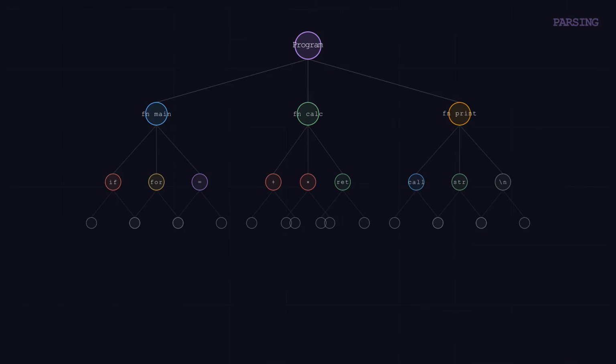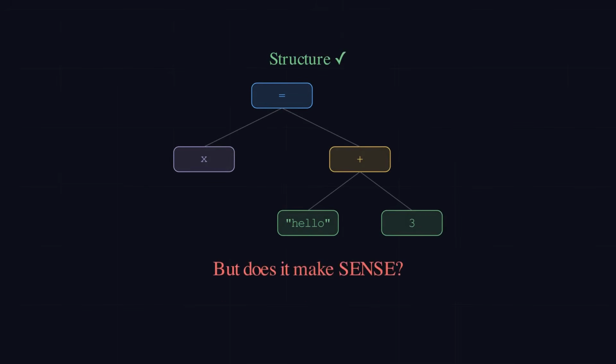Every program you've ever written becomes one of these trees. Your entire codebase, every function, every loop, every condition, is a tree of trees. The parser built us a beautiful tree, but the tree only captures structure. It doesn't check if the code actually makes sense.